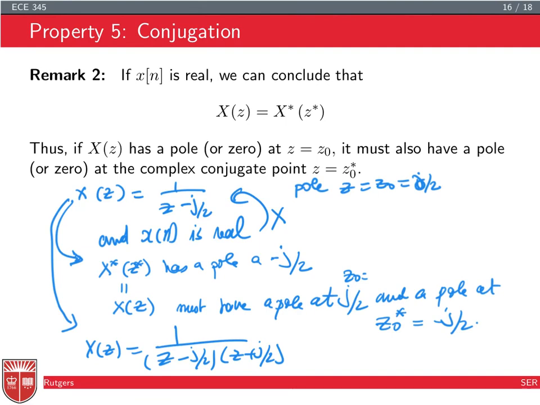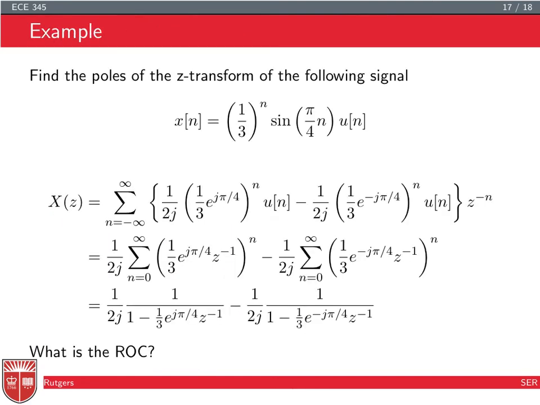So that's what this property is saying, and it's a good property to know and to check your results against, because most of the signals, at least the ones we're going to work on and use in this class, are going to be real signals. So in the case when you have complex poles, you must have also the conjugate of these poles. And here I have an example to highlight this fact.